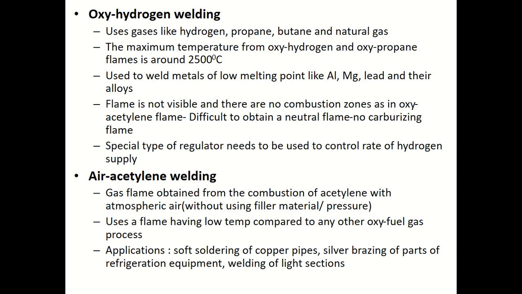The flame is not visible, and there are no combustion zones as in the oxyacetylene flame. Earlier, in the oxyacetylene flame, you saw an inner cone, an outer cone, and an intermediate zone. As the flame is not visible, you will not be able to identify the combustion zones, and it is difficult to obtain a neutral flame in oxyhydrogen welding, and there is no carburizing flame. You need a special type of regulator to control the rate of hydrogen supply.